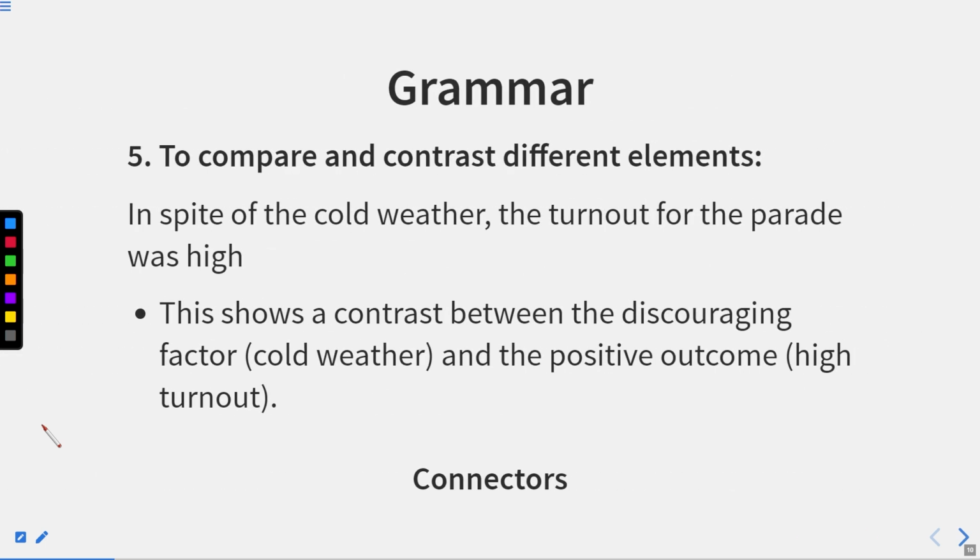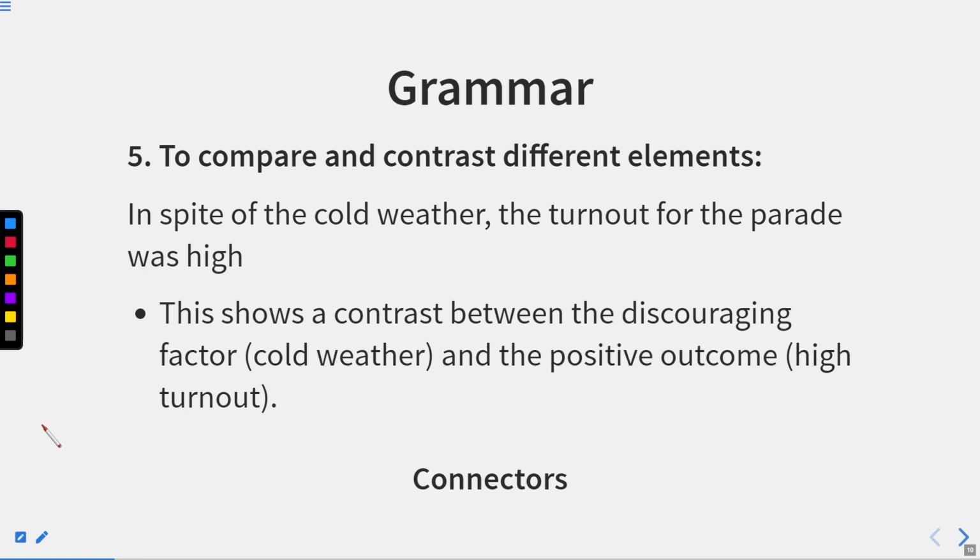To compare and contrast different elements. In spite of the cold weather, the turnout for the parade was high. It means there were many people at the parade, though there was cold weather. So it was expected that the people would stay home, they would not join the parade, they would not be there to see the parade. Yet, the people came over there and the turnout for the parade was high.